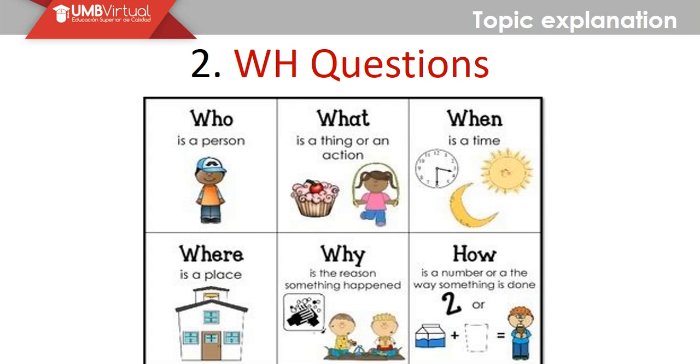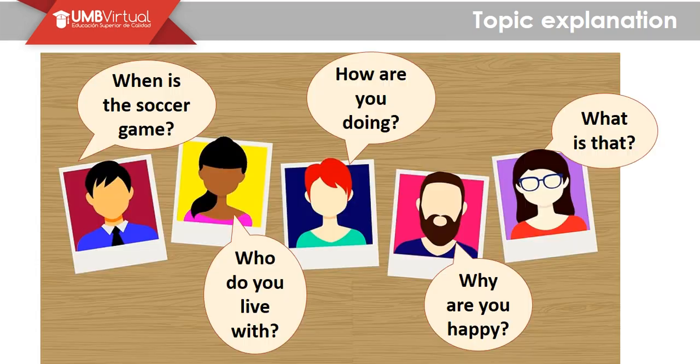Why? El why es el por qué de la pregunta. So, is the reason something happened? Cuando nosotros queremos saber igual por qué ocurrió esto, por qué pasó, por qué se hizo alguna acción. And how is a number or the way something is done. Entonces puede ser un número, cuántas veces comes durante el día, like how many times do you have meals during the day, or it could be according to how you do a process. How do you drive? Oh, I drive fast or I drive slow. It depends according to the intention of the speaker. Entonces aquí tenemos como tal esos WH questions con la definición de cada uno de ellos.